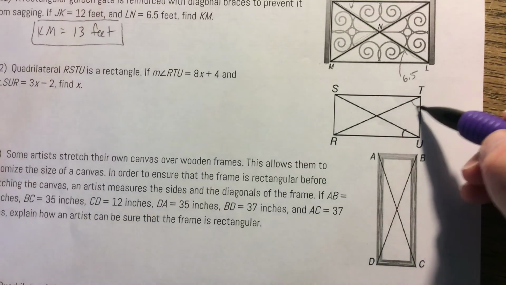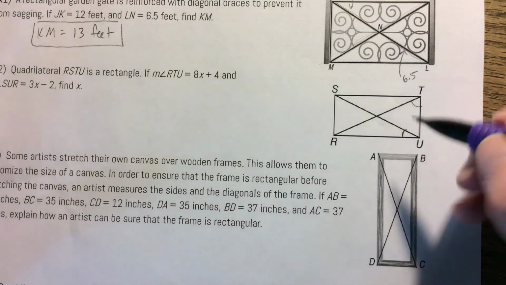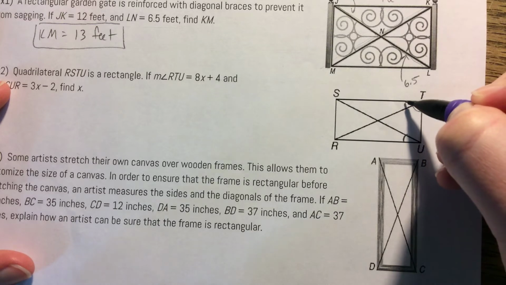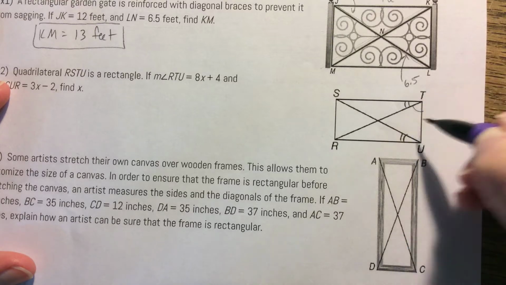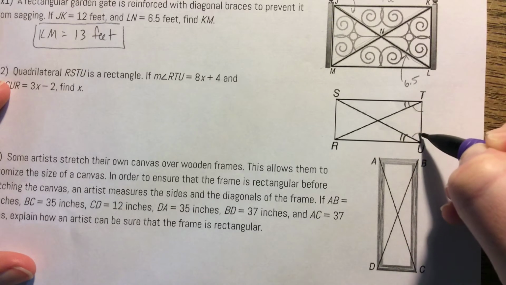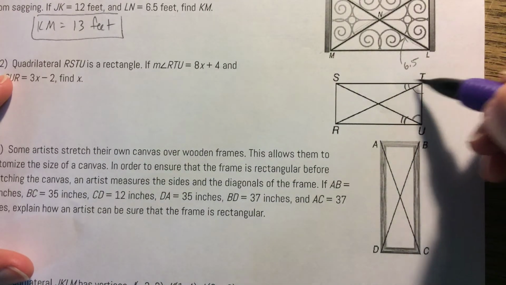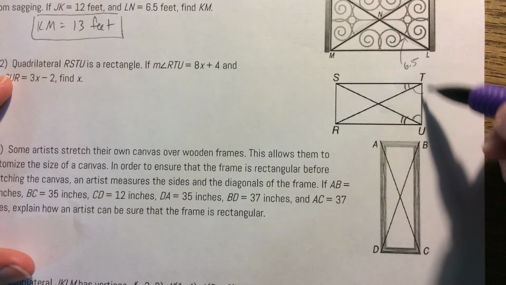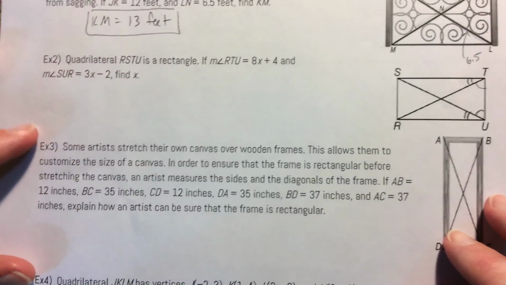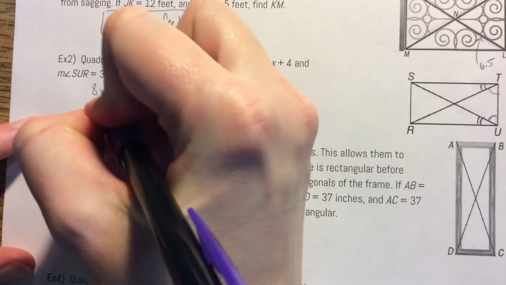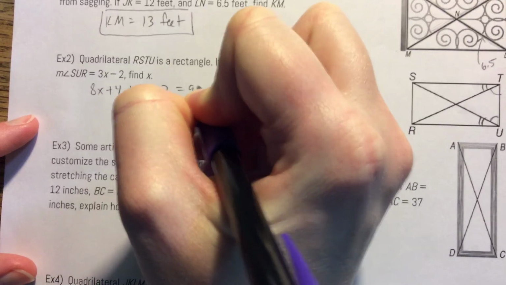As you can see, here's my first angle, here's my second angle. You can tell by looking at those that those are not equal to each other. But this angle right here would be equal to this angle up here. And vice versa with this one would be equal to this one right here. So if I say that this is a rectangle, then it has 4 right angles. So these two angles added together has to equal 90 degrees. So I have 8x plus 4 plus 3x minus 2 has to equal 90.